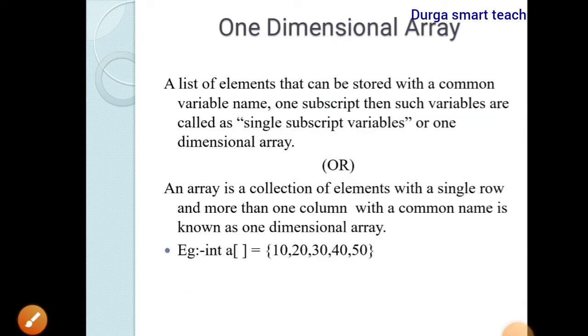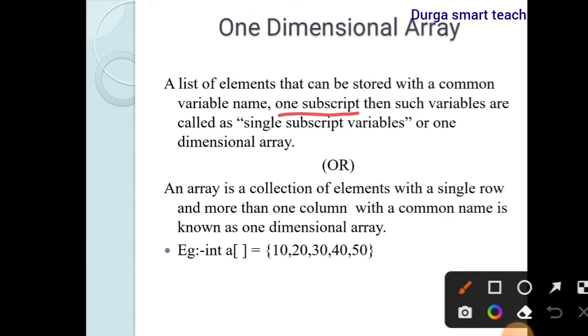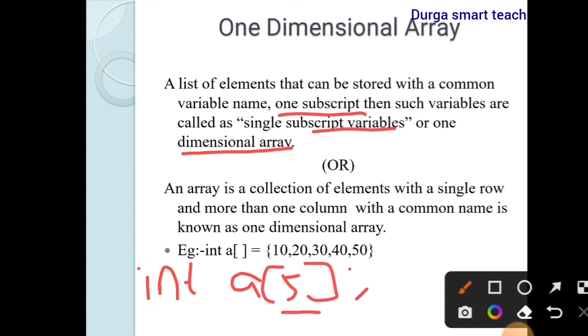First, one-dimensional array. A one-dimensional array is nothing but an array which contains only one subscript. An array which contains only one subscript is known as a single subscript variable or one-dimensional array. Suppose I want to declare one array, int a[5]. This is known as the subscript. So this array contains only one subscript, that is known as a single dimensional array or one-dimensional array.